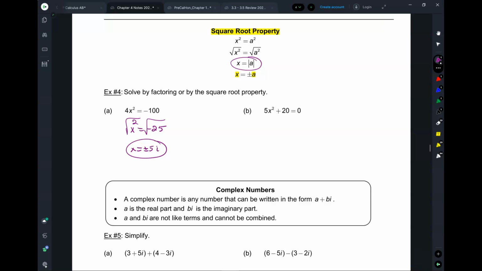This one, let's do by the same property. So 5x squared is equal to negative 20. x squared is equal to negative 4. Take a square root. x is plus or minus what? Correct.